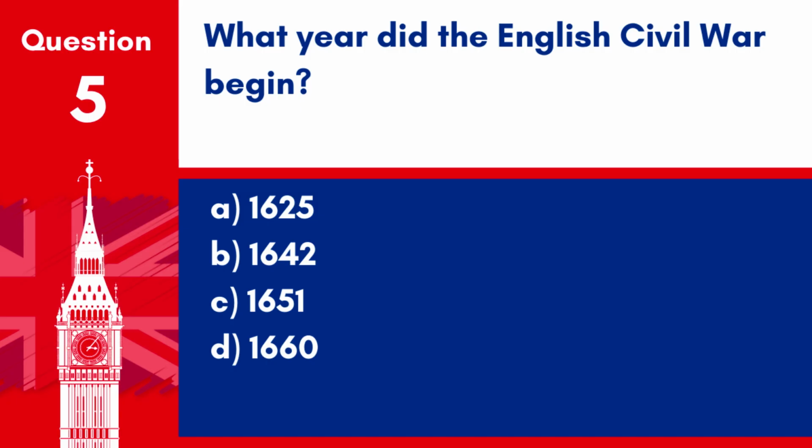Question 5. What year did the English Civil War begin? A. 1625. B. 1642. C. 1651. D. 1660.